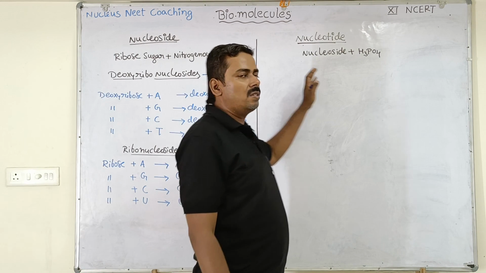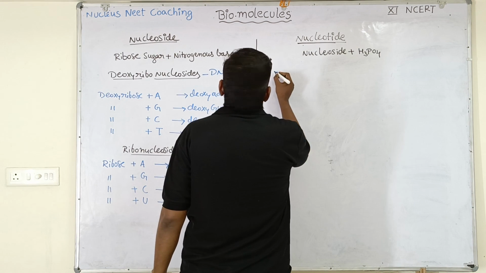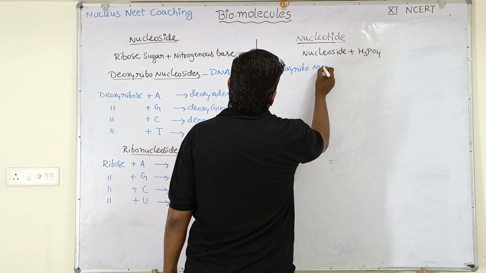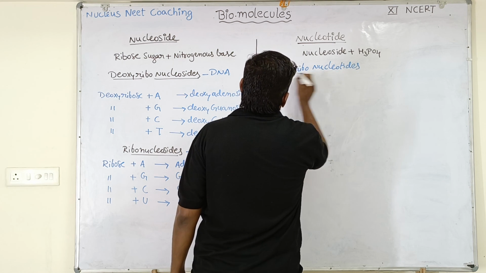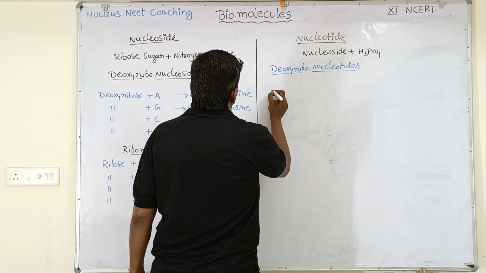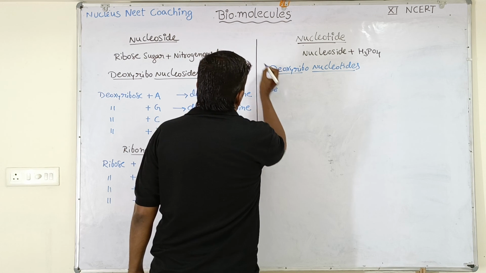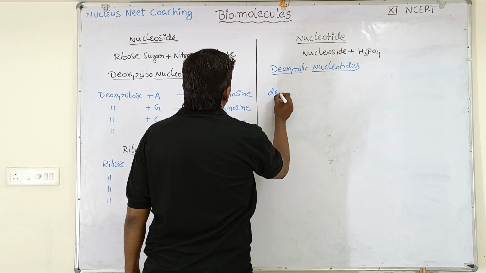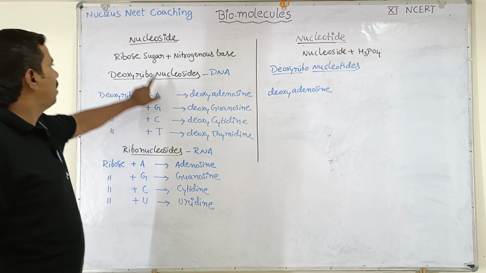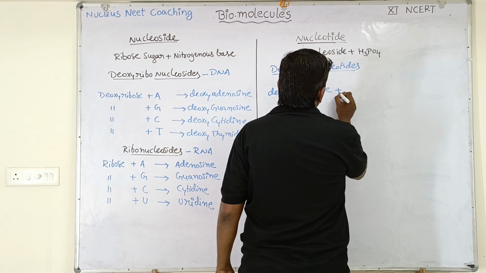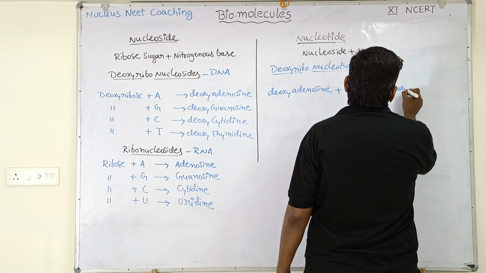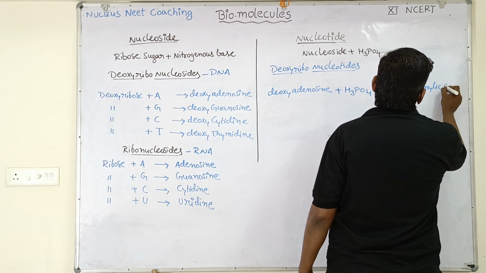Now let us discuss the possible nucleotides. So just like the deoxyribonucleosides, here also deoxyribonucleotides are possible. So when a nucleoside called deoxyadenosine combines with the phosphoric acid H3PO4, then it gives rise to a molecule called deoxyadenylic acid.